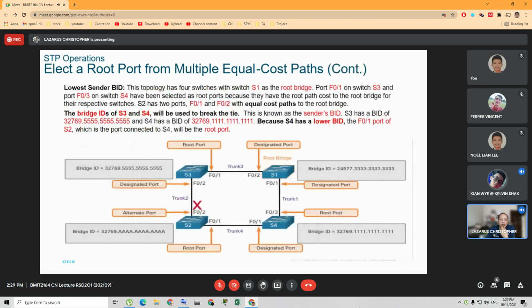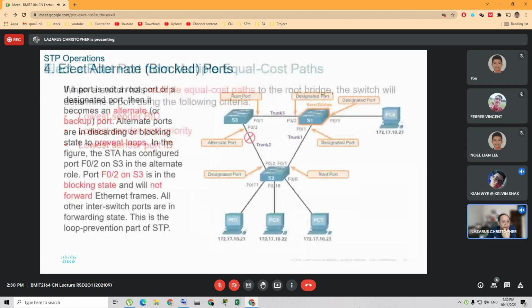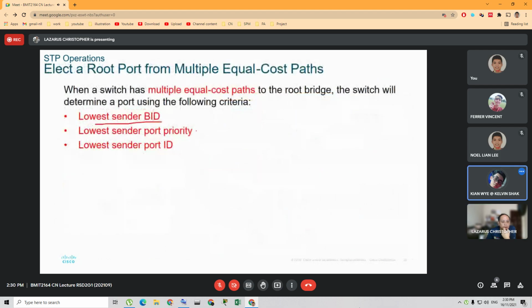Is it in order of priority that they check the three things? Yeah, first check this first, and then this, and then this.